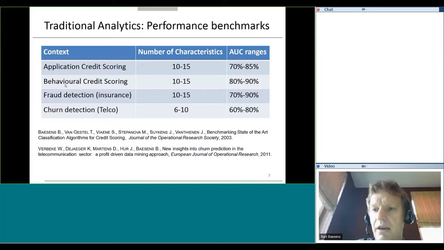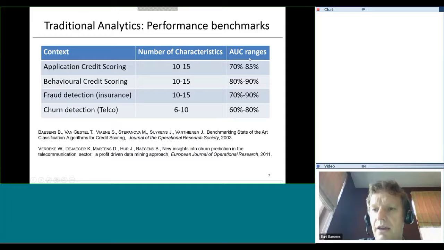And if you look at the performances of those models, you can see that the AUC is a key performance metric for PD modeling, stands for area under the receiver operating characteristic curve. It's a number between 0 and 100%. And the closer it gets to 100%, the better the performance of the model. Basically, you can see here that behavioral scoring models perform better than application scoring models.